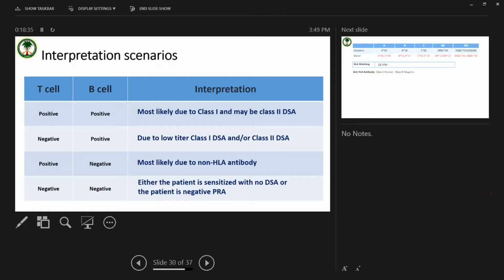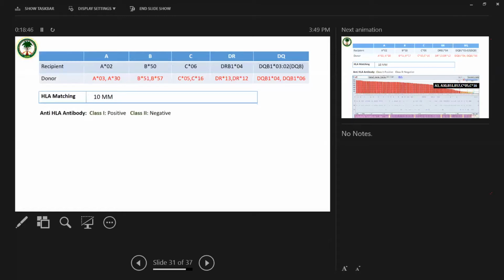With a negative CDC, either the patient is sensitized but has no donor-specific antibody, and you might see a negative cross-match, or the patient is negative PRA, which is straightforward to proceed with a transplant. I will not have many cases to present here, but I will share with you only 2 simple cases of how we usually interpret them.